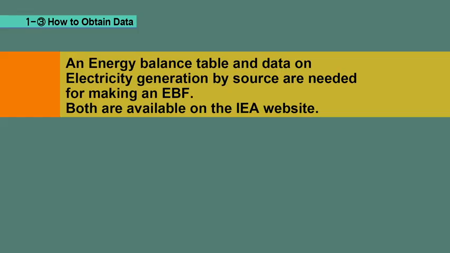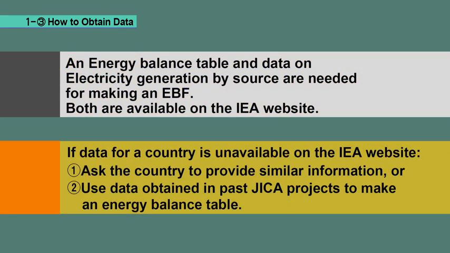Next, let me explain how to obtain data. Two sets of data are needed to make an EBF: an energy balance table and data on electricity generation by source. You can obtain both from the IEA website. If a country's data is not available on the IEA website, similar information provided by the country or obtained in the past can be used to prepare a table in the IEA format for use as the basis of data input.